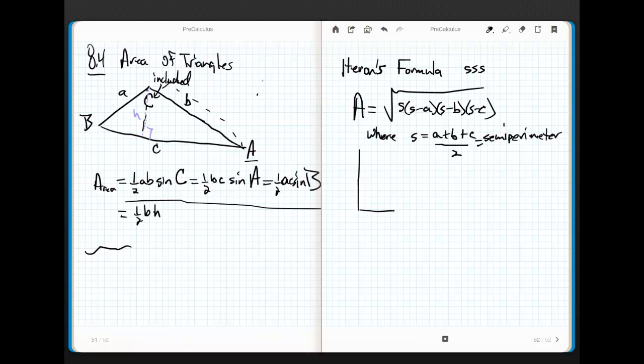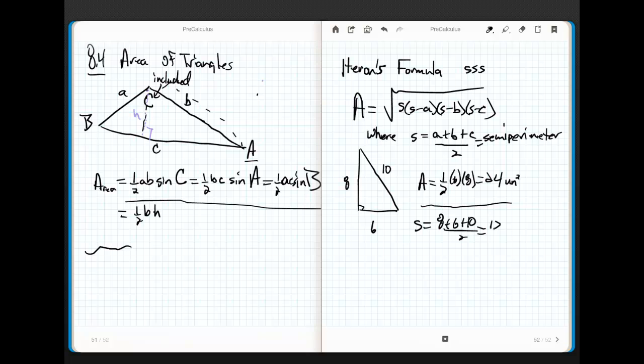Let's make it a 6, 8, 10. So this is 6, and this is 8, and this is 10. I want to show you how to use this, because you've got square roots and all kinds of garbage that you have to be careful of. What do I already know the area of this triangle is? It's 1/2 the base, which is 6, times the height, which is 8, and that's 24 square units. Now let's put Heron's formula into effect. First I'm going to find the semi-perimeter, which is 8 plus 6 plus 10 divided by 2. That's 24 divided by 2, which is 12.